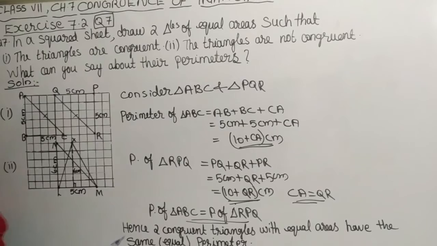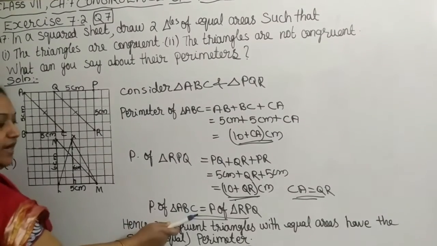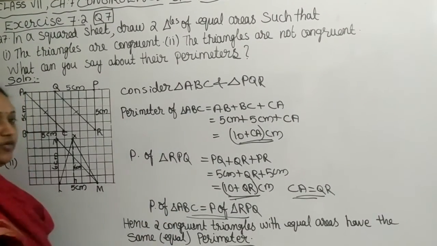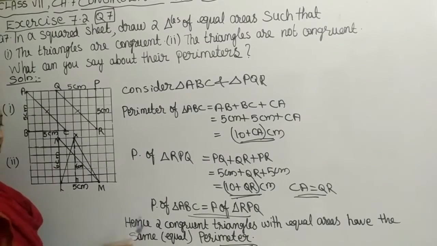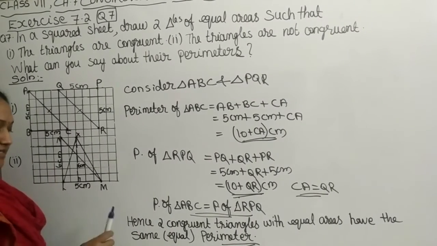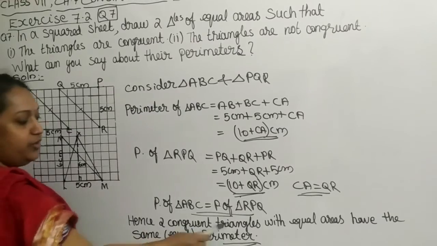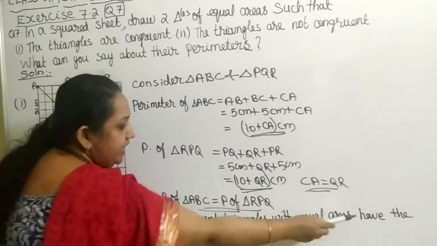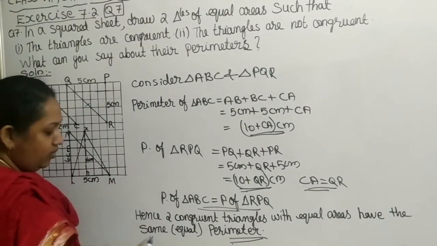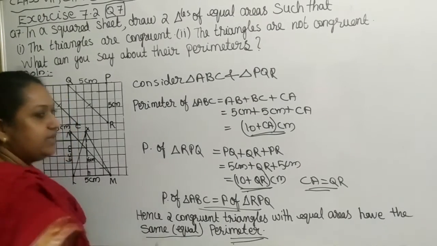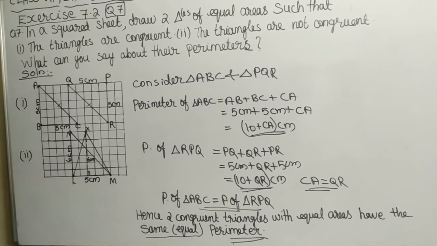So we can conclude here, we proved that the perimeter of triangle ABC is the same as the perimeter of triangle RPQ. Both the triangles are congruent. In such a case, two congruent triangles with equal areas have the same or equal perimeter. Their perimeters are also equal. So the first part of the question is over.